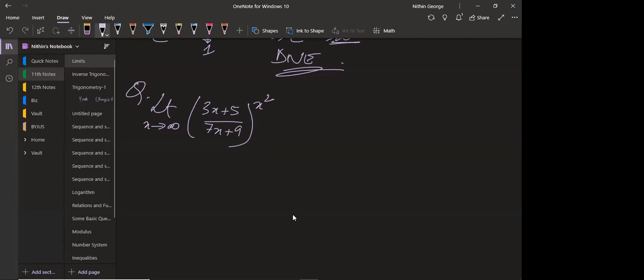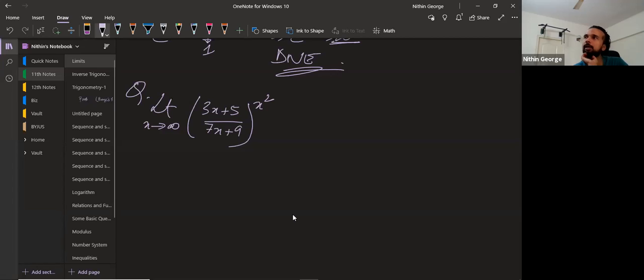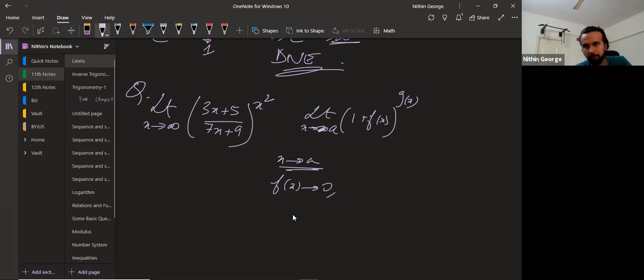Sir, when do we actually use that 1 plus f of x form? So remember, if you have limit x tends to infinity, 1 plus f of x raised to g of x. No, not x tends to infinity, x tends to a, anything. So when x tends to a, you check the following conditions. Does f of x tend to 0? Does g of x tend to infinity? If all these are followed, then you directly write it as e power f into g.